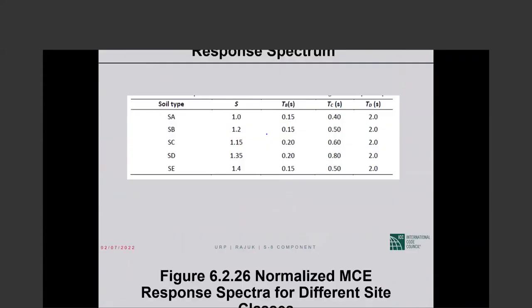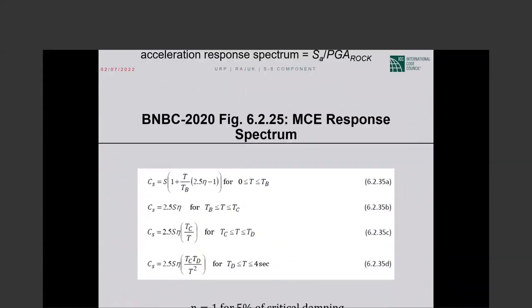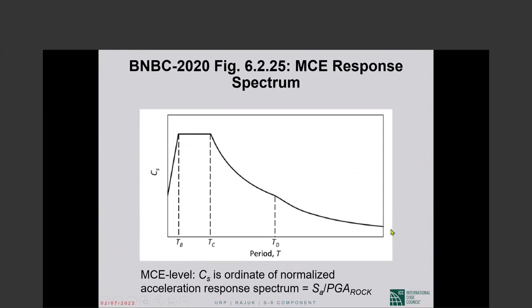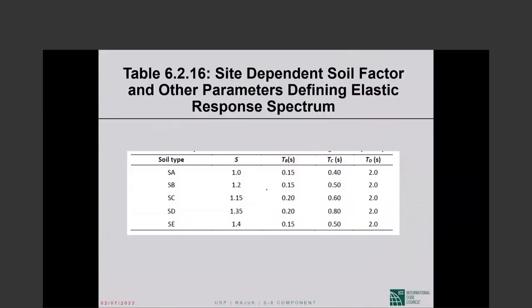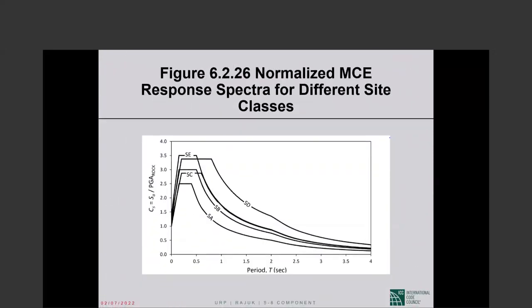I hope you are following me. So this is the generalized spectral shape. These are the equations of the various branches of that generalized spectral shape. And then this table gives us the numbers to go into those formulas for various site classes and so forth. So when we put the values in the table into the equations for the spectra, we get the spectra for the various site classes, and this is what they look like.